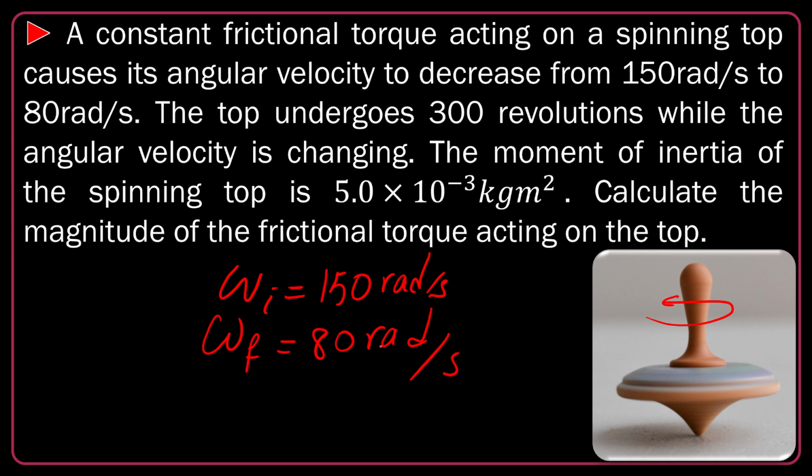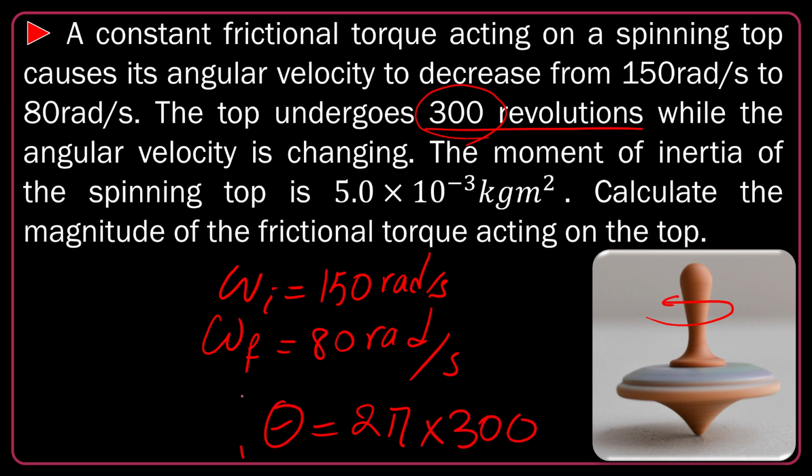Guys, what does it mean, 300 revolutions? You know, a complete revolution implies a total angle of 2 pi, okay? So basically the total theta for just one complete revolution is 2 pi. So the total angle of revolution when it undergoes 300 revolutions will be 300 times 2 pi. So the total theta is 2 pi times 300, the total angular distance traveled. It's very important.